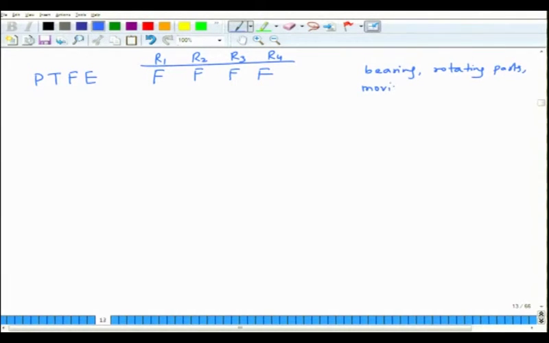So, this is for making bearings, for example, rotating and moving parts. So this is polytetrafluoroethylene.